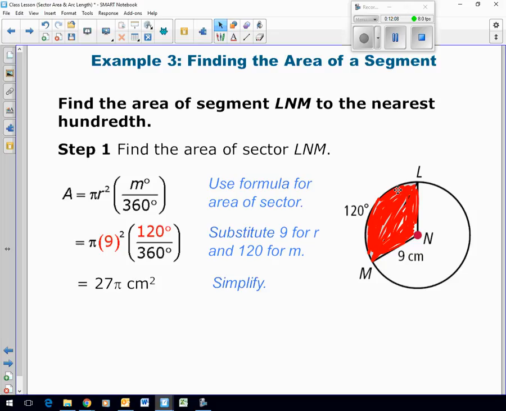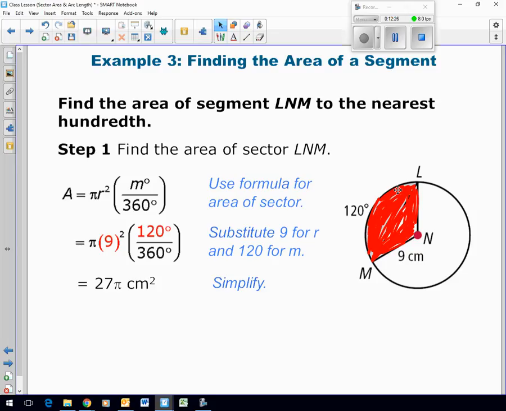Pi r squared and then whatever the arc degree is over 360. Pi radius squared times the measurement of the arc over 360. In this case, it's pi times 9 squared times 120 over 360.